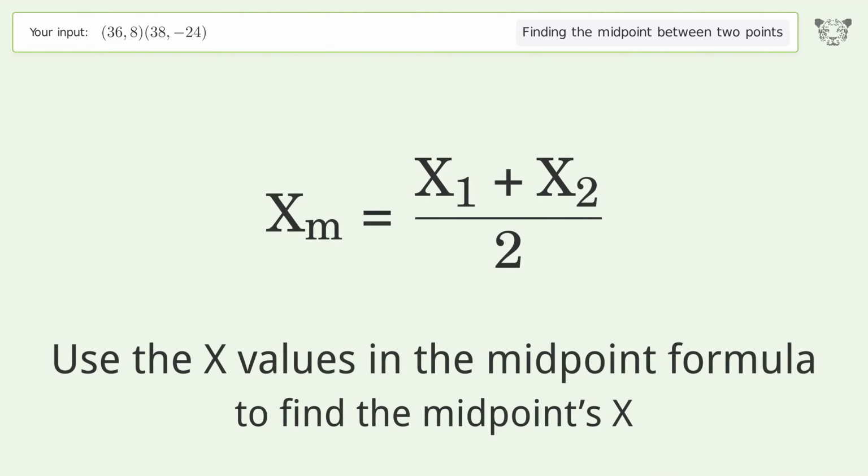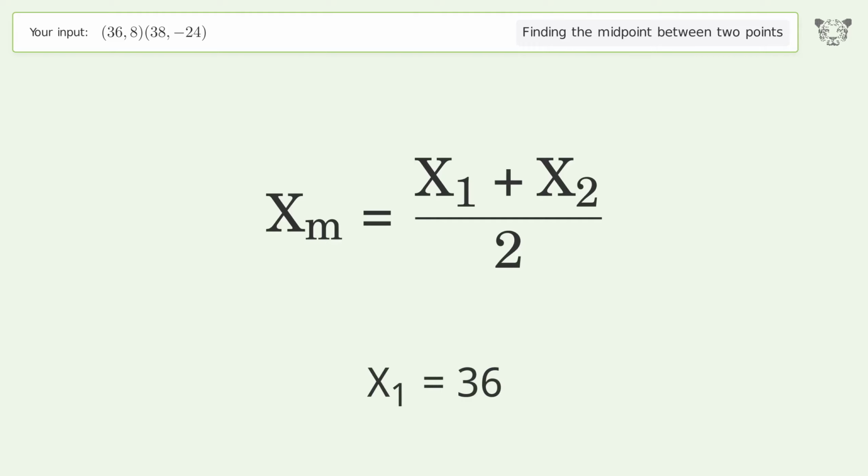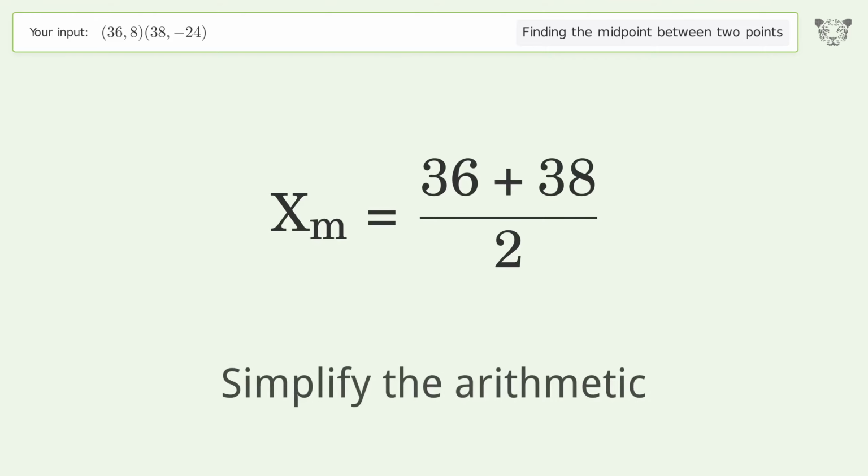Use the x values in the midpoint formula to find the midpoint's x. x1 equals 36. x2 equals 38. Simplify the arithmetic.